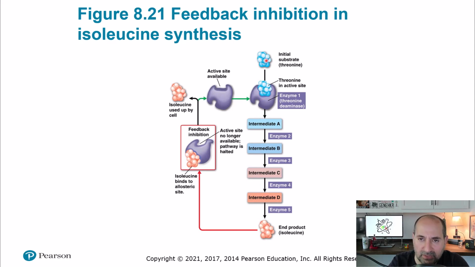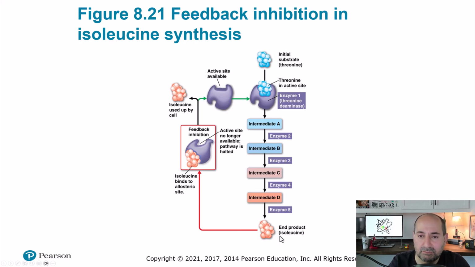Remember how that works? The initial substrate threonine, the blue thing, is converted by enzyme 1 into intermediate A, then enzyme 2 converts A into B, and then enzyme 3 converts B into C, and then enzyme 4 converts C into D, and then enzyme 5 comes along at the end of the metabolic pathway, converting intermediate D into the end product, isoleucine. And that's great, right? Now we have isoleucine. But here's the thing.